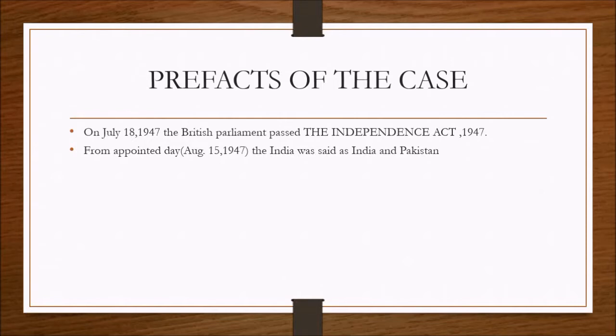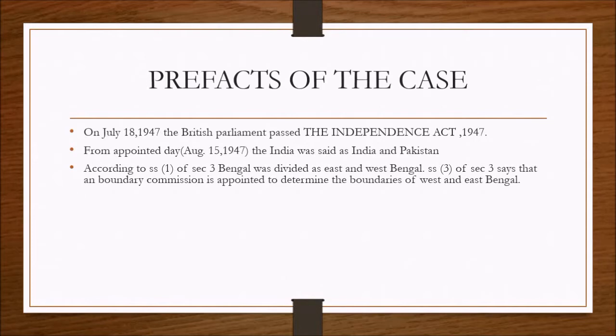As from the appointed day, India was divided into India and Pakistan. Okay. According to subsection 1 of section 3, Bengal was divided into East and West Bengal. Subsection 3 of section 3 says that a boundary commission is appointed to determine the boundaries of West and East Bengal, and the chairman of the boundary commission is Sir Redcliffe.